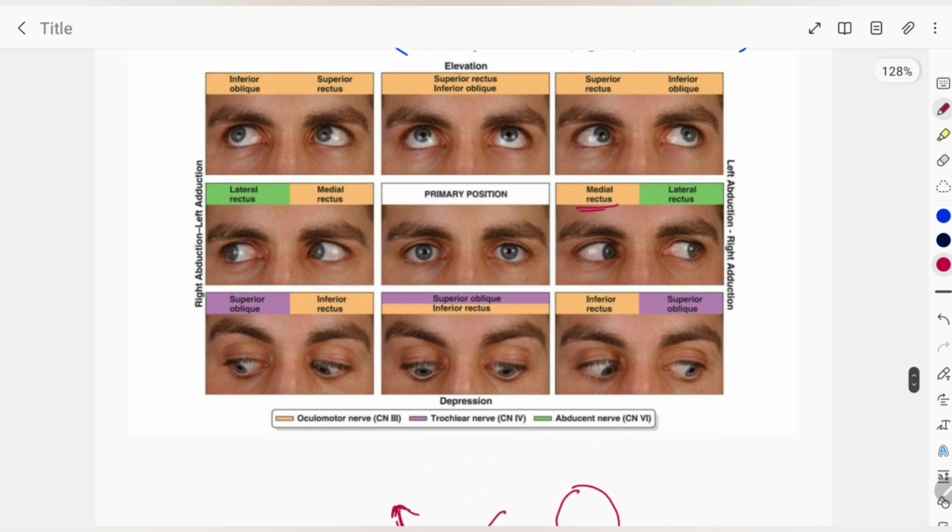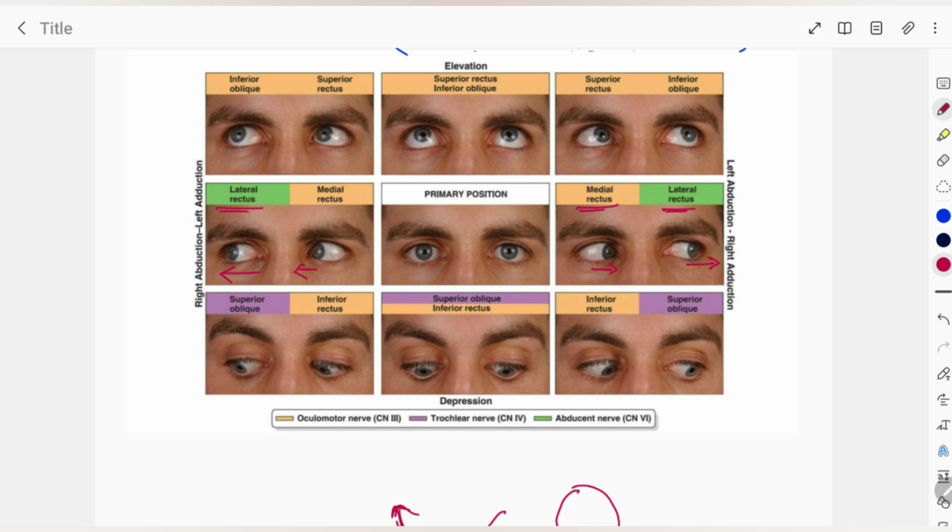For the medial rectus, the action is adduction. So it is going towards the medial side, adduction. Lateral rectus is doing what? It is doing the abduction, so it is going this side. Now for this side, medial rectus is towards the nose and away from there is the action of lateral rectus. I think this is clear. Medial rectus and lateral rectus, adduction and abduction, that's the only action of both the muscles.